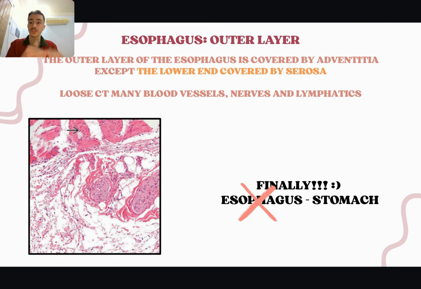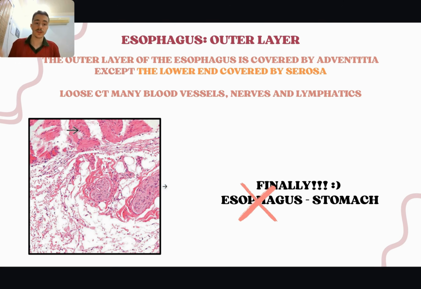Okay, last part, which is the outer layer of the esophagus, we talked about it. It's going to be adventitia because it's outside the abdominal cavity. So the outer layer of the esophagus is covered by adventitia except the lower part. Why? Because it enters under the diaphragm, sorry, to the stomach. In this small part, it will directly attach to the cardia in the stomach. The lower part of it is going to be covered by serosa because there is a mesentery. It's a loose connective tissue, many blood vessels, nerves, and lymphatics. This one, as you can see.